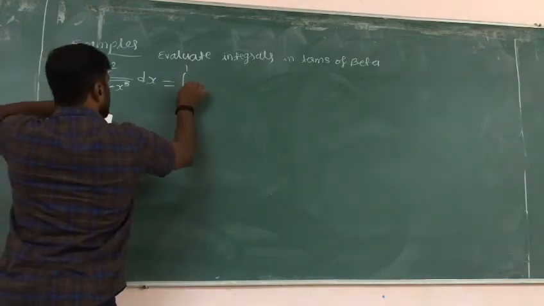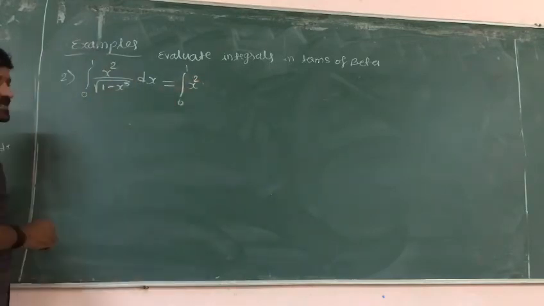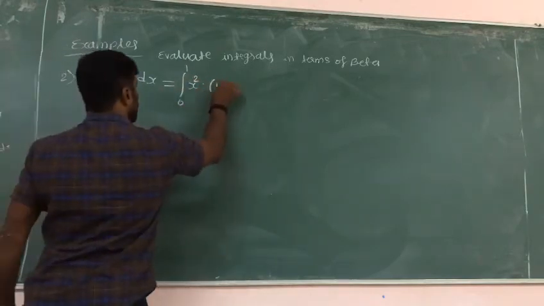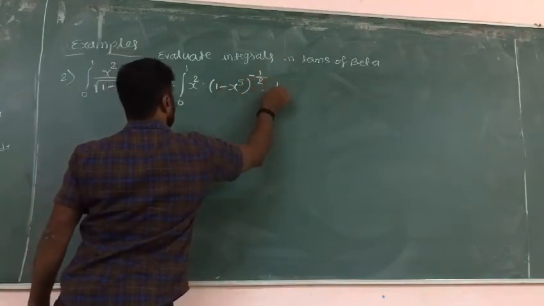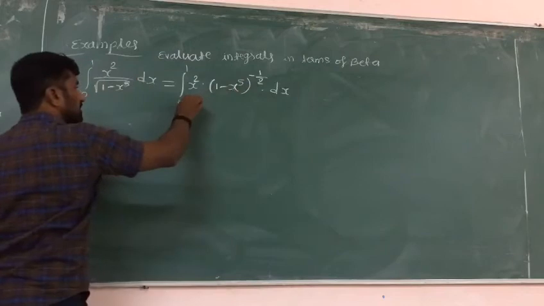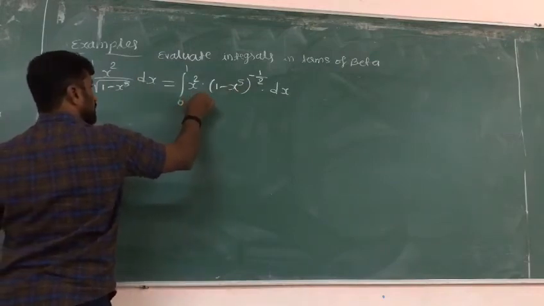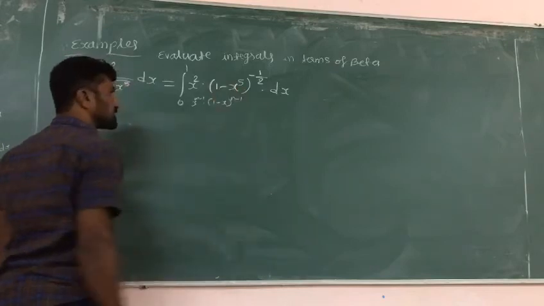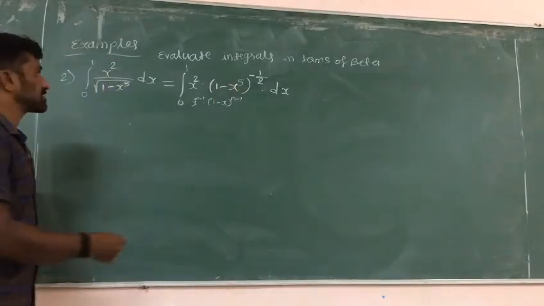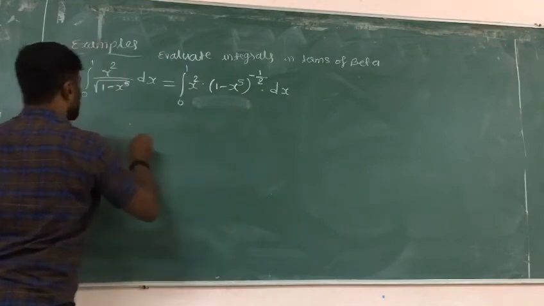0 to 1 x square root of 1 minus x raised to 5 can be written as 1 minus x raised to 5, raised to minus 1 by 2, into dx. So it is not in the form of beta, x raised to m minus 1 into 1 minus x raised to n minus 1. It is not in the form of beta. We should reduce it to the beta function.